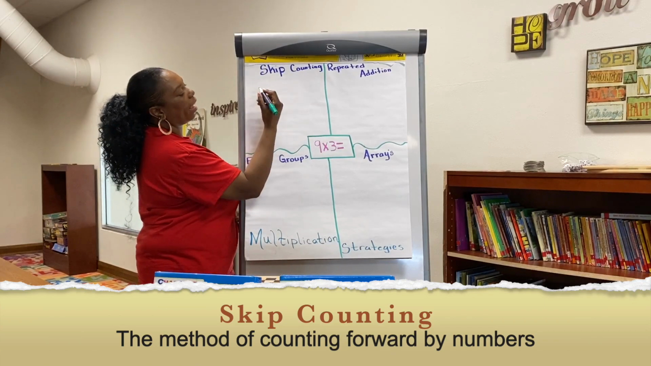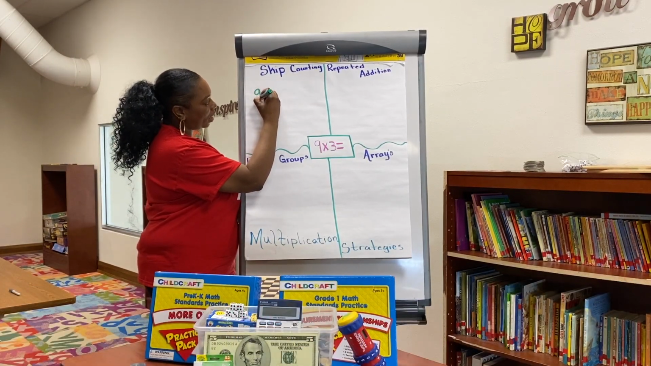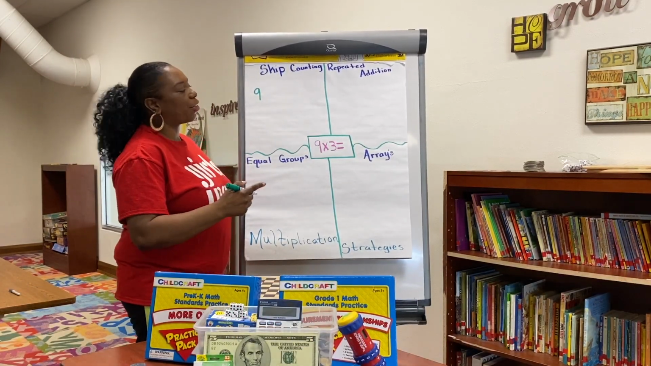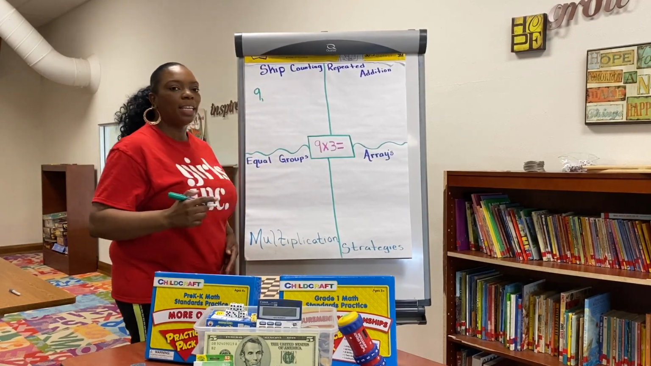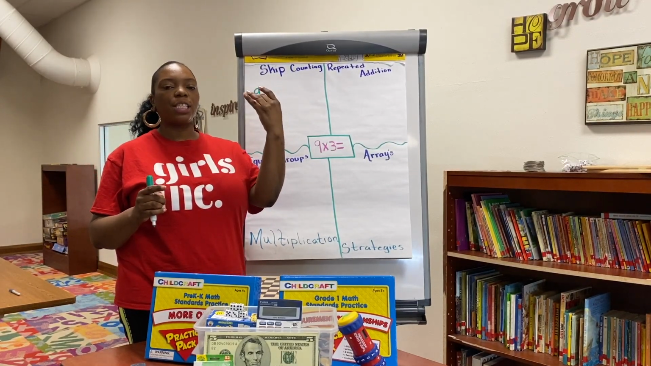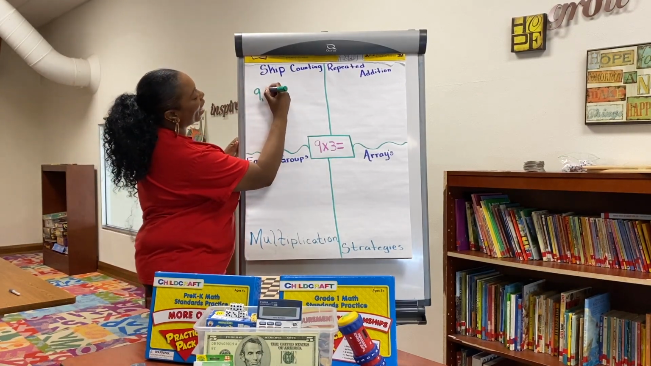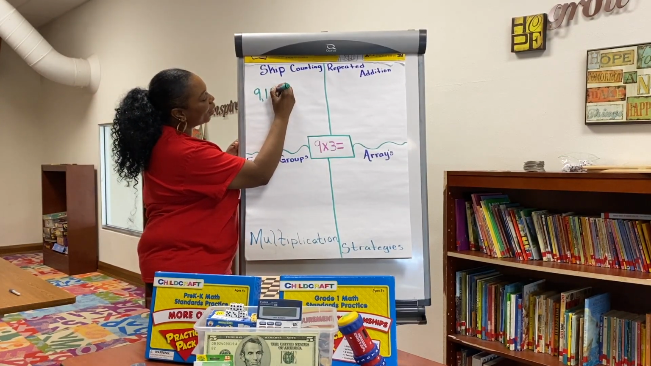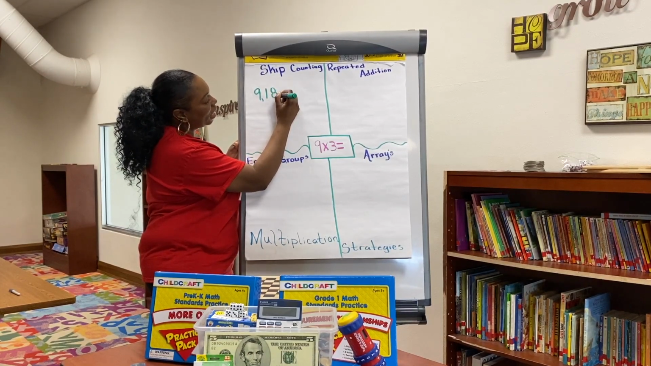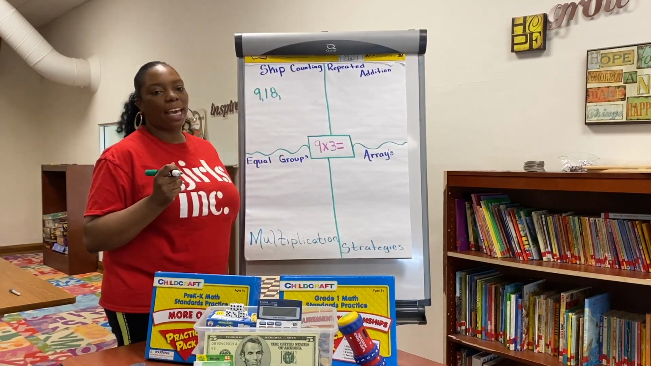So I'll add 9, then I'll add 9 more to it, and it's okay to count on your fingers. Make sure we add a comma. 9, 10, 11, 12, 13, 14, 15, 16, 17, 18. Once I add the 9, I'll go ahead and write down my next number, which was 18. Then I'll add 9 more to 18.